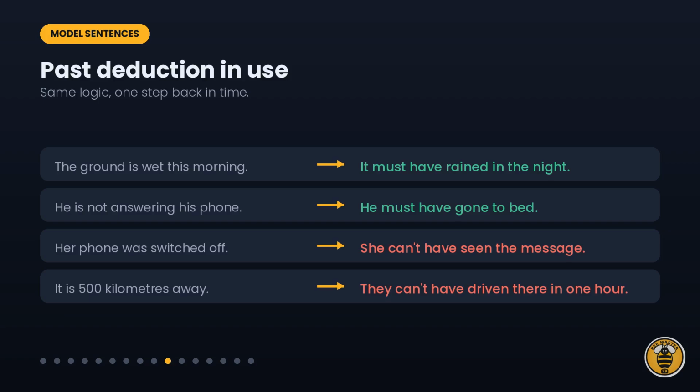The ground is wet this morning. It must have rained in the night. He is not answering his phone. He must have gone to bed. Her phone was switched off. She can't have seen the message. It is 500 kilometers away. They can't have driven there in 1 hour.